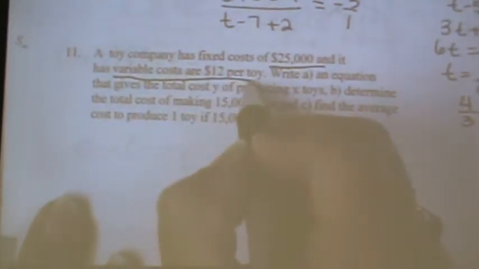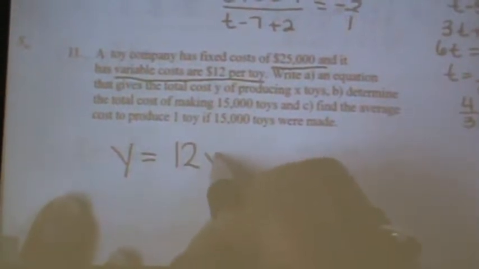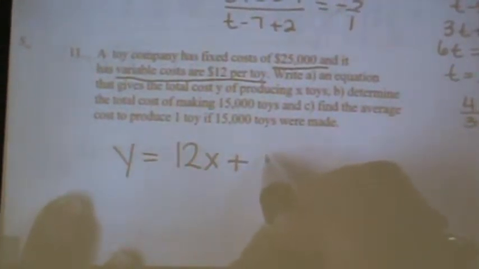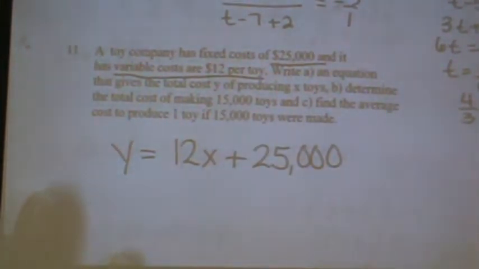It says a toy company has fixed costs, we did this one with hats in your homework. Toy company has fixed costs of 25,000, and variable costs are $12 per toy. So that's easy, we can write an equation, we've done a gazillion of these in Algebra 1. Did everybody get that? That's your equation.